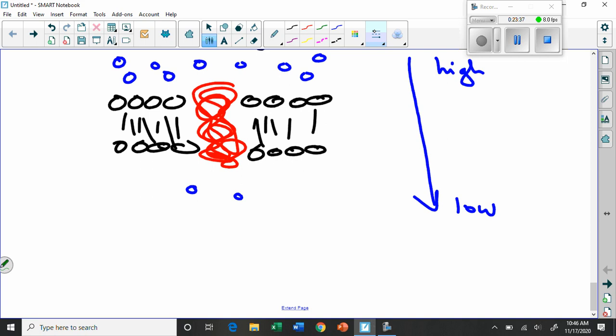Cells are made. Come back to me. Come back to me. I don't know why it keeps doing this. It's something to do with the plug. There we go. Okay, we're back.